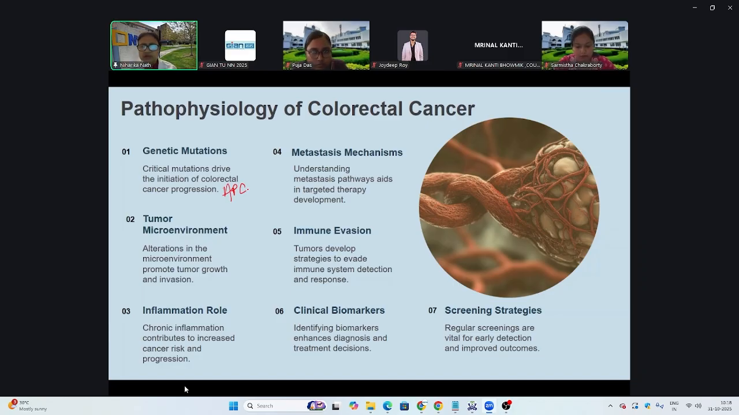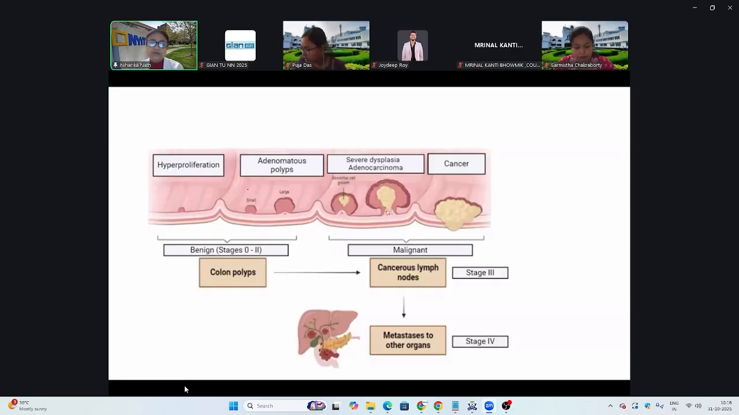And finally, screenings are extremely important. Colonoscopy is done at the age of 50 onwards in Western countries to look for the polyps. Remember, the polyps are the precancerous mushroom-like structures. And so this is for colorectal cancer.